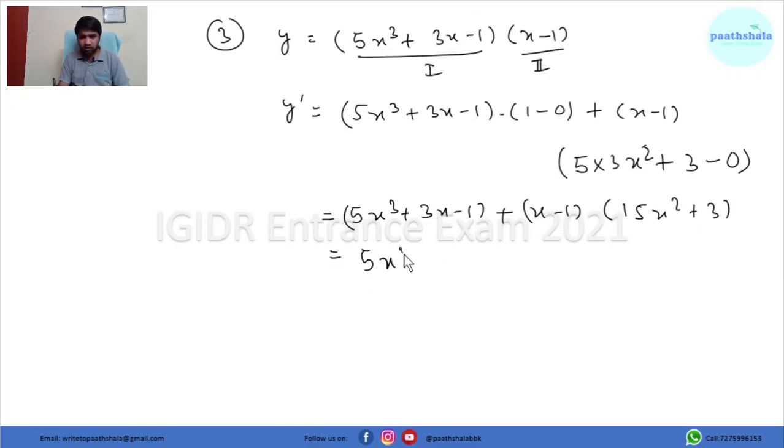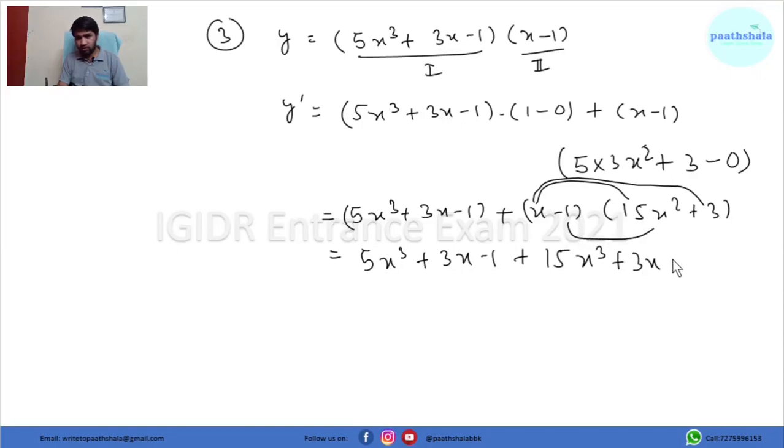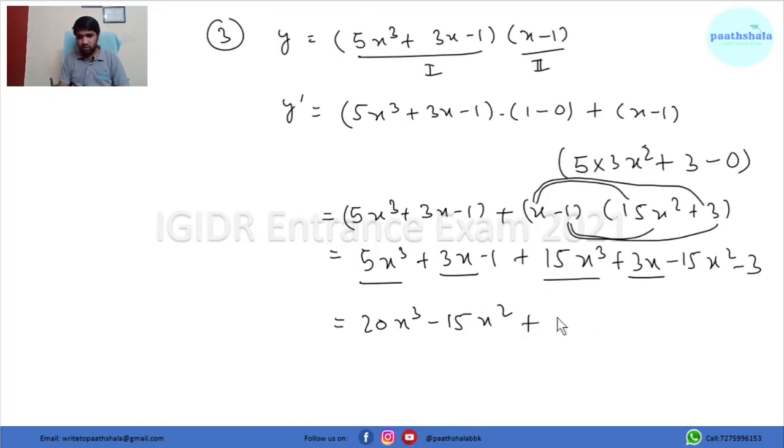Now let's solve it further. So 5x cube plus 3x minus 1. Now you'll multiply x into 15x squared, it will become 15x cube. You'll multiply x into 3, so it will become 3x. Multiply minus 1 into 15x squared, so minus 15x squared, then minus 1 into 3, so this will be minus 3. Now let's sum all the similar terms. So this will become 20x cube followed by minus 15x squared, then 3x will become 6x, and then minus 1 and minus 3 will become minus 4. So this will be the final answer for this.